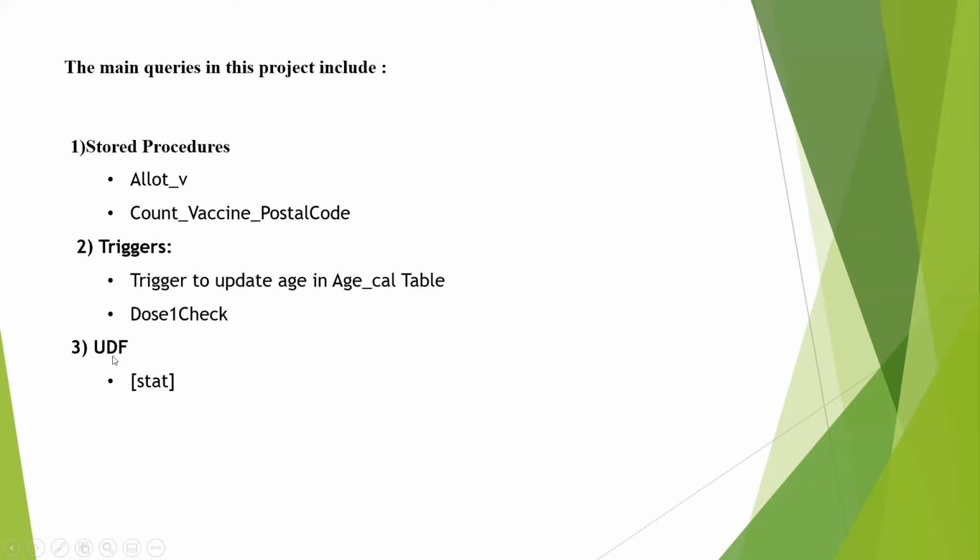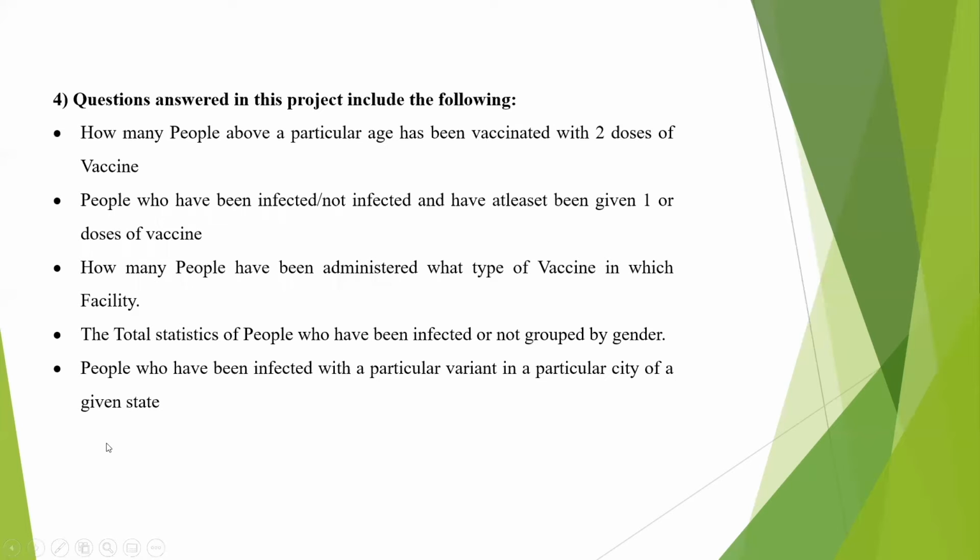And the UDF is to find how many people have been infected, and then to be more specific, how many females have been infected or how many males have been infected or not infected. We can use this user-defined function.